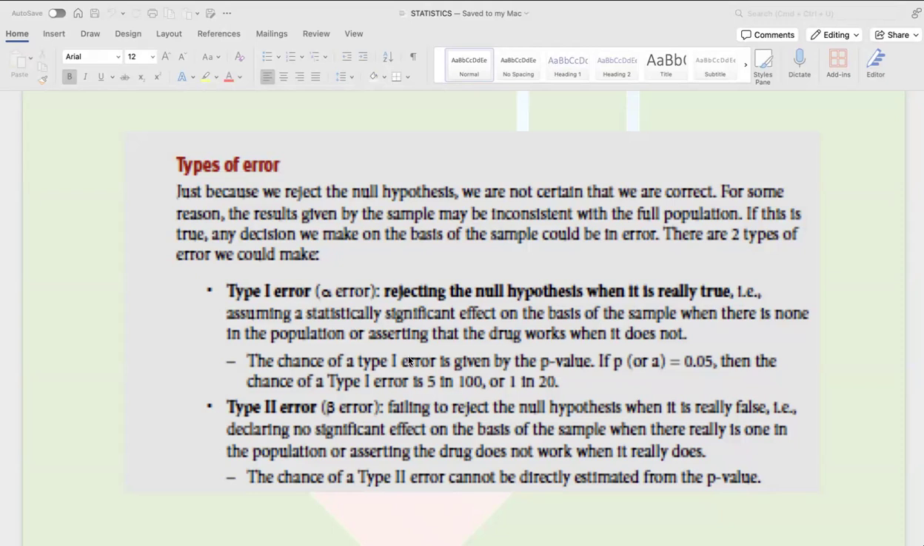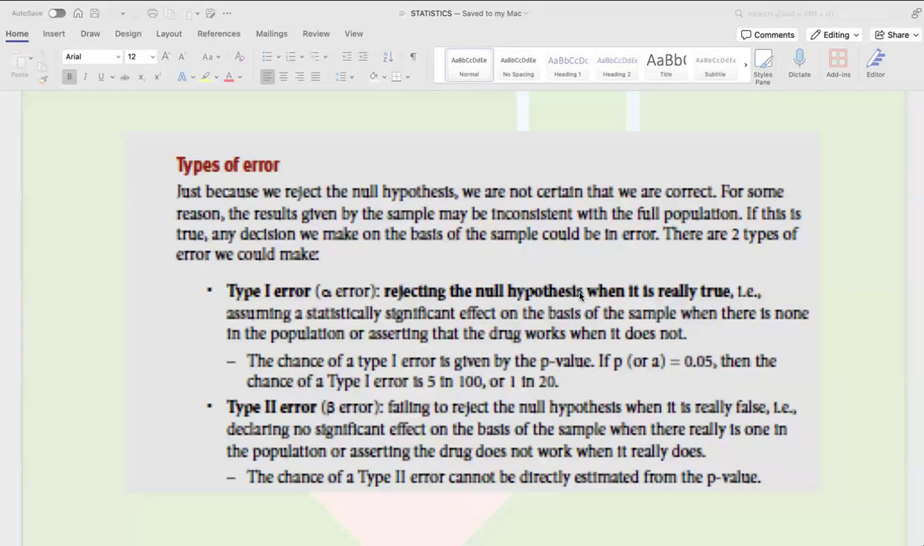It means that you wanted to say that, yes, my drug is more effective than others. So you said, yes, I reject the null hypothesis. But at the end, it did not satisfy the criteria. That is the time you actually made a type 1 error.